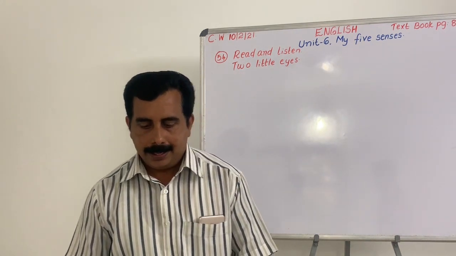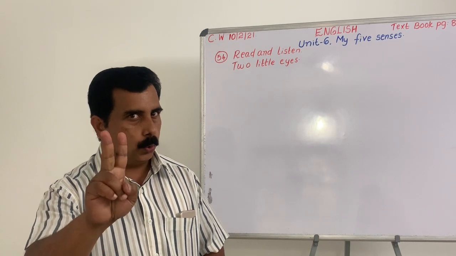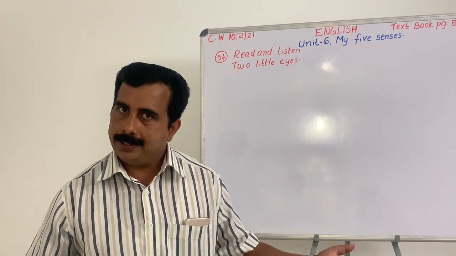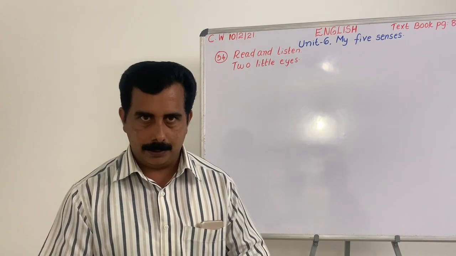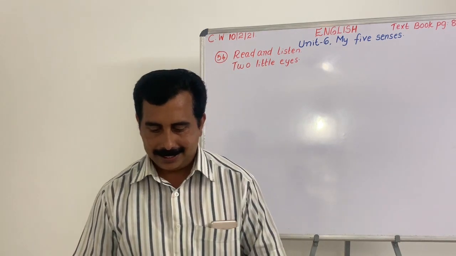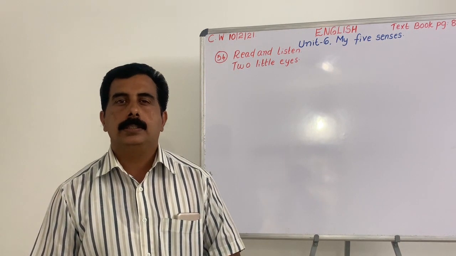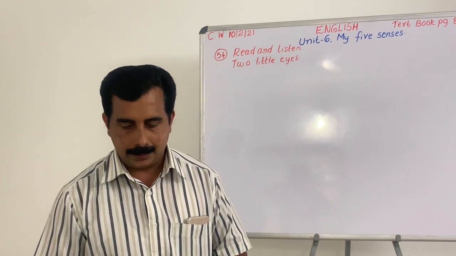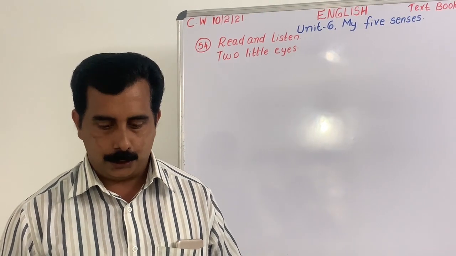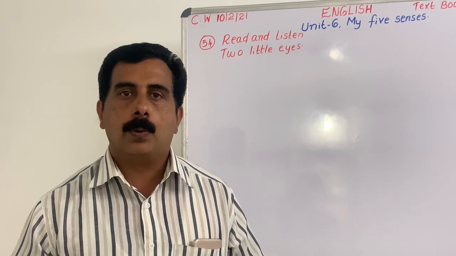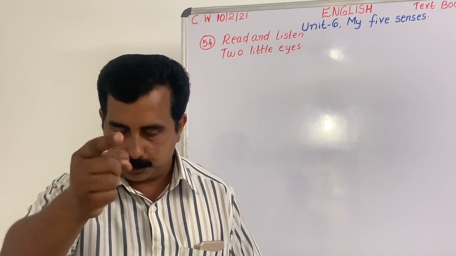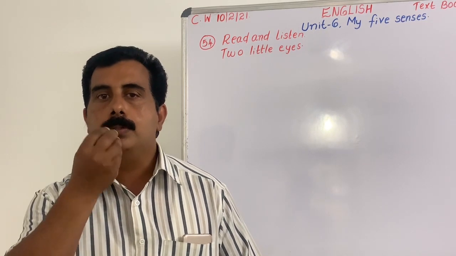Yes, children. How many eyes? Two little eyes. How many ears? Two little ears. How many noses? Two noses? No, one nose. And how many mouths? One little mouth. Eyes to what? It's written there. Eyes to see. Ears for what? Ears to hear. Nose to smell and mouth to eat.